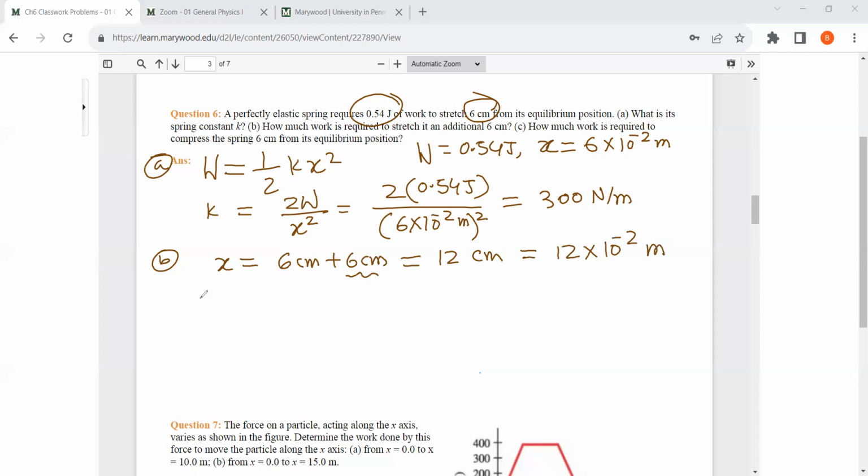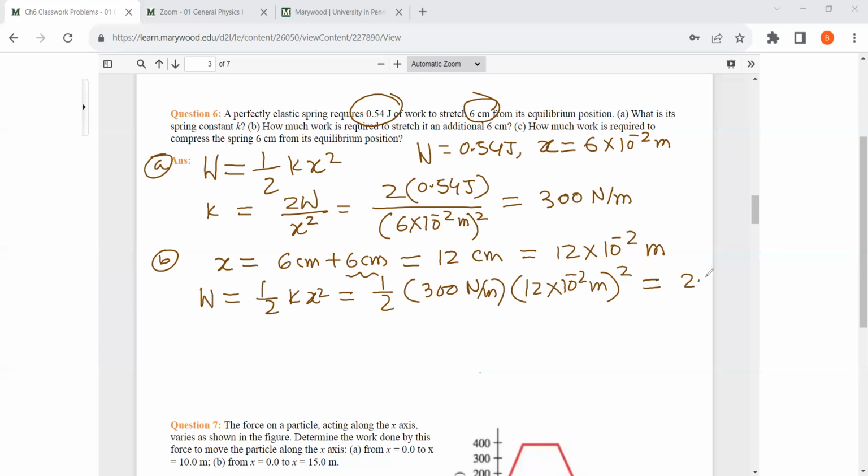So what is the work done? Work done will be half k x square. So half k is 300 Newton per meter, and then x square is 12 times 10 to the power minus 2 meter, squared. So the work done for this case will be 2.16 joule.